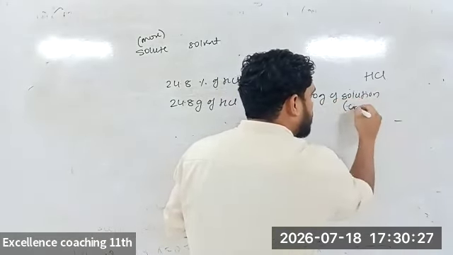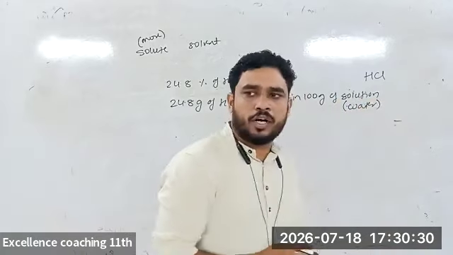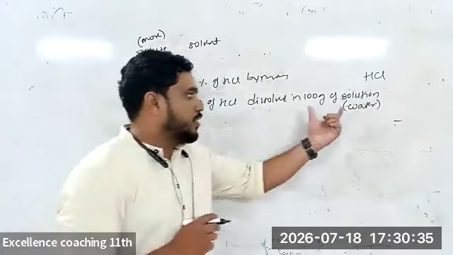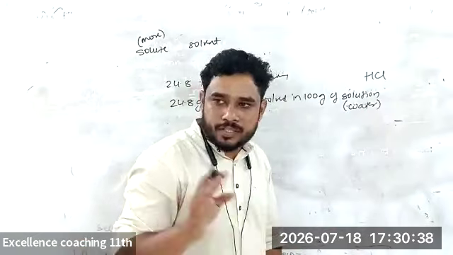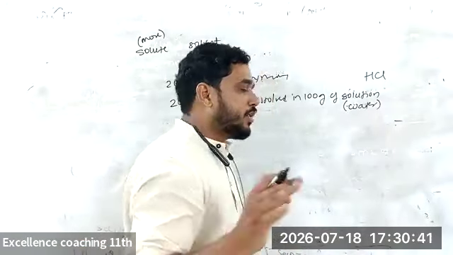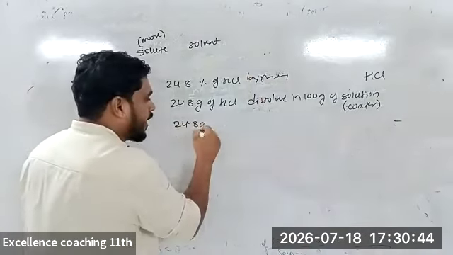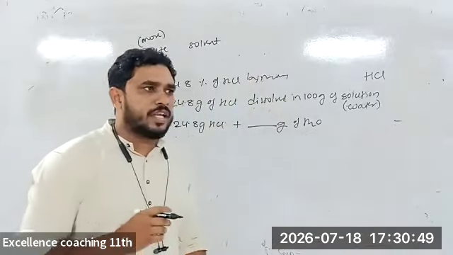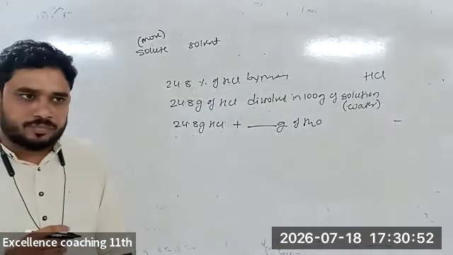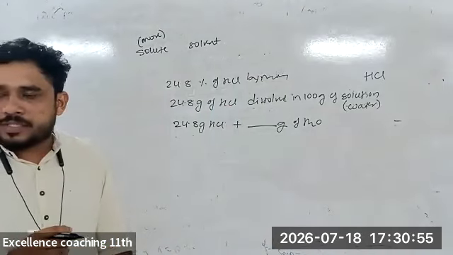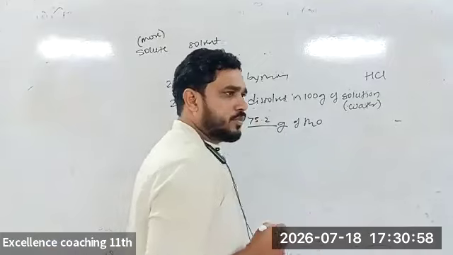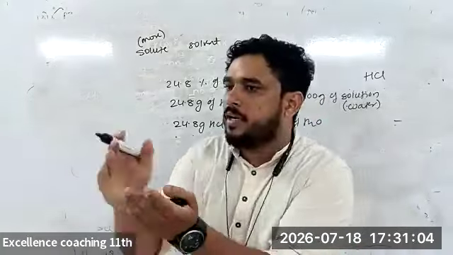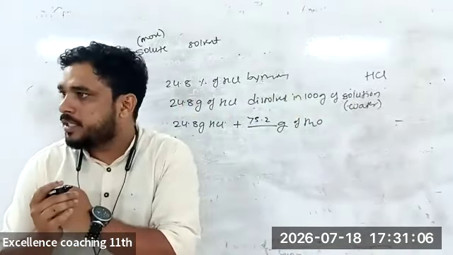Now how much is the solution? If it is not given what it is dissolved in, we consider what? Water. Is it given there? No. So we consider water. Now tell me, if 24.8 gram is HCl, then how much gram will be water? 75.2. Correct sir? Total gram of the solution is 100 gram. So if 24.8 is HCl, remaining will be water. Understood?